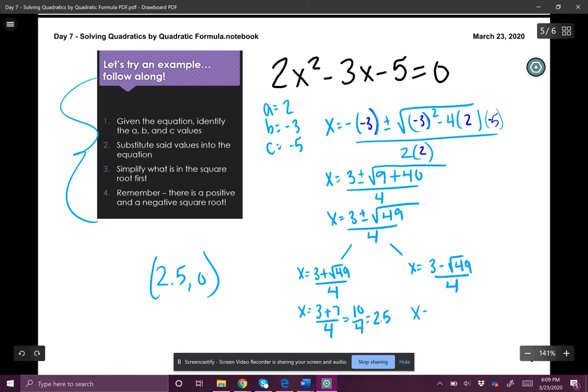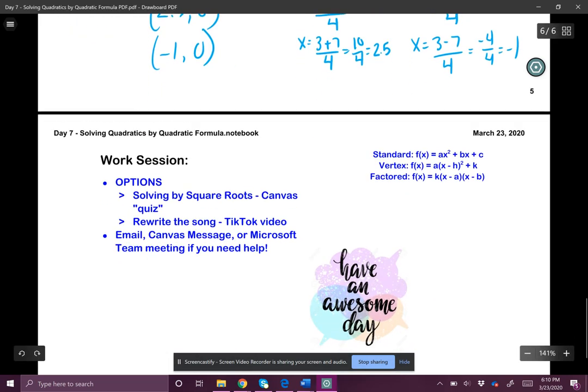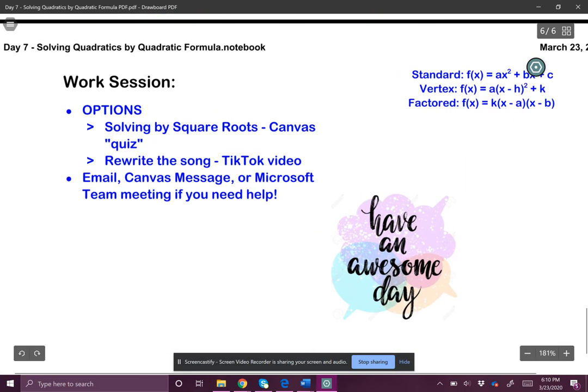And here we're going to have 3 minus 7, because that's the square root of 49. 3 minus 7 is -4. Divided by 4 gives us -1. So our other zero is -1, 0. All right. Good. And again, we did that one a lot faster, and we still did the same amount of work. So as you move through this, you might find that quadratic formula is just the method of choice for you to use. So to get some practice with it today, you have 2 options for your work session.